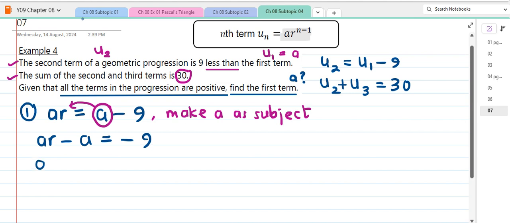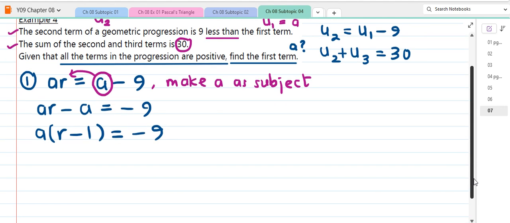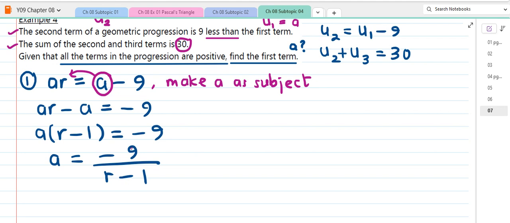So we have to factorize a: take out a and let the rest stay inside the bracket, a(r − 1) = −9. If we divide both sides by r − 1, you will get a = 9 over r − 1. We can actually turn the negative 9 into positive 9, but here we will multiply this by negative 1 and also this one.